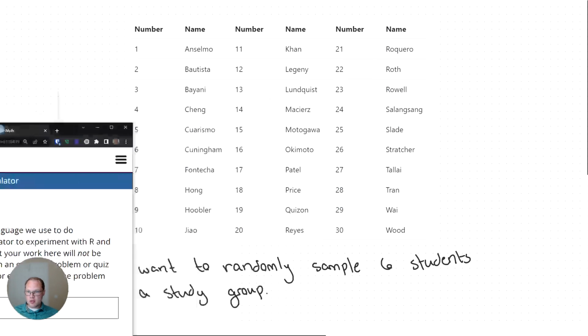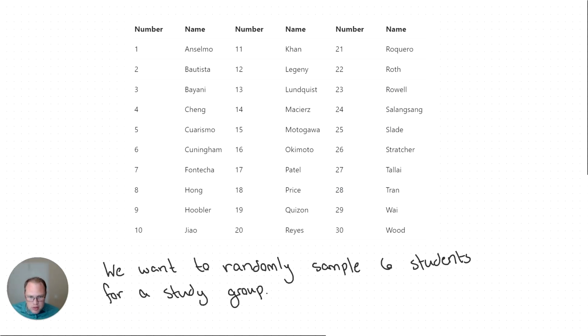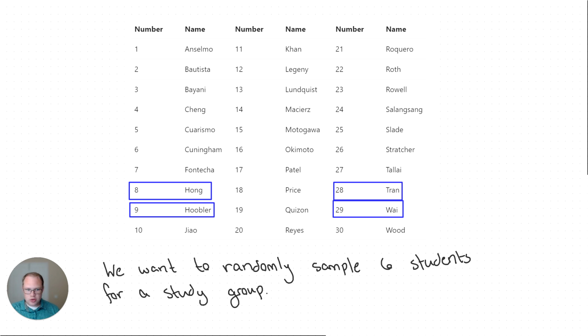So I'm going to move this over here so I can still see it, and we're going to identify which students are now in our group. We have student number 8, that's Hong. We have student number 9, that's Hubler. We have student 29, Wei, student 28, Tran, student 27, Talai, and student 25, Slade.